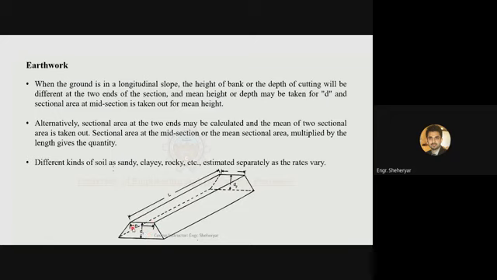But the roads may have different elevations. For example, depending upon the layout, this D1, the depth of the trapezium at this point, might be different from the depth of the trapezium at this point. So this may be 4 meters and this may be 8 meters, if the road is running upward, or this may be 8 meters and this may be 4 meters if the road is sloping downward in the longitudinal section.